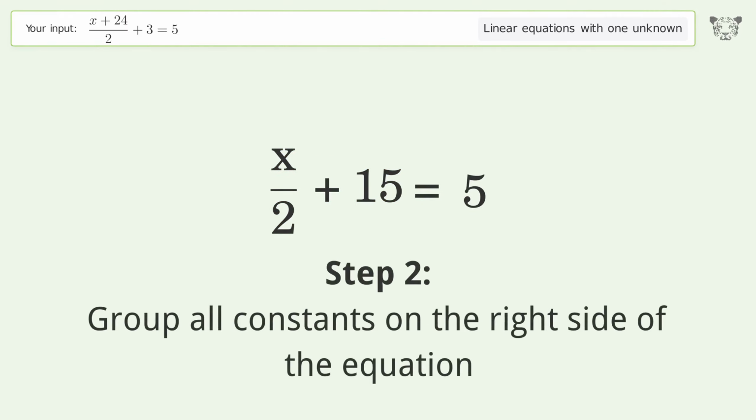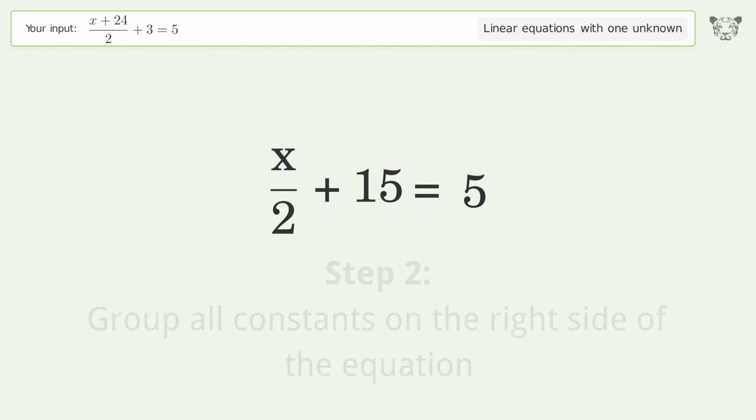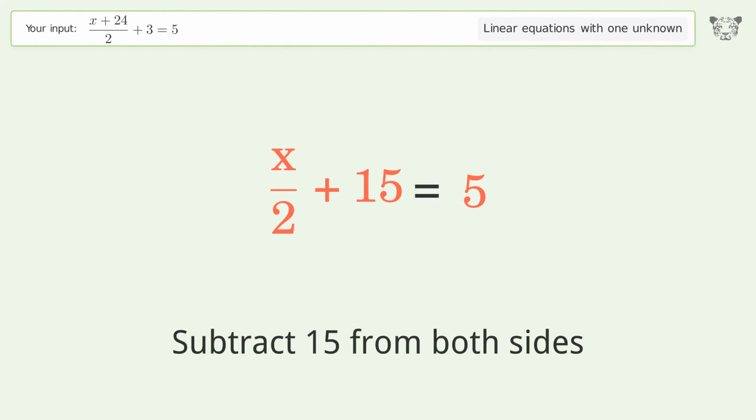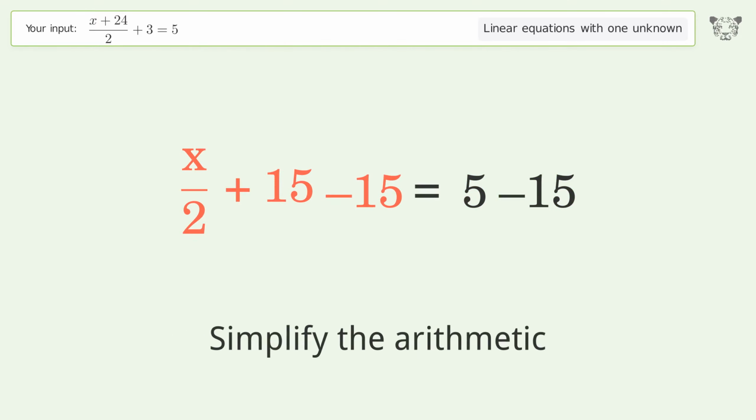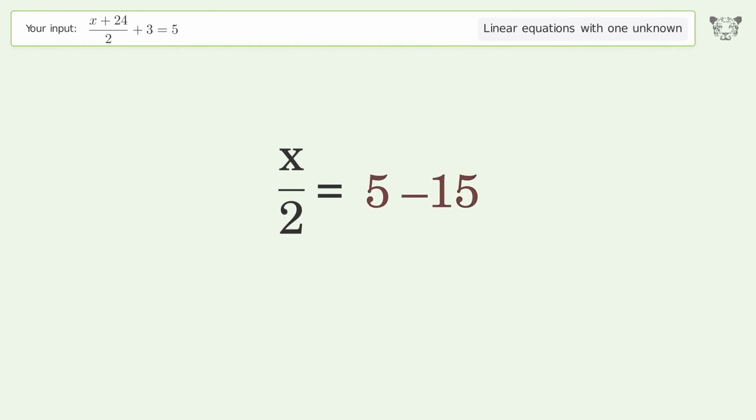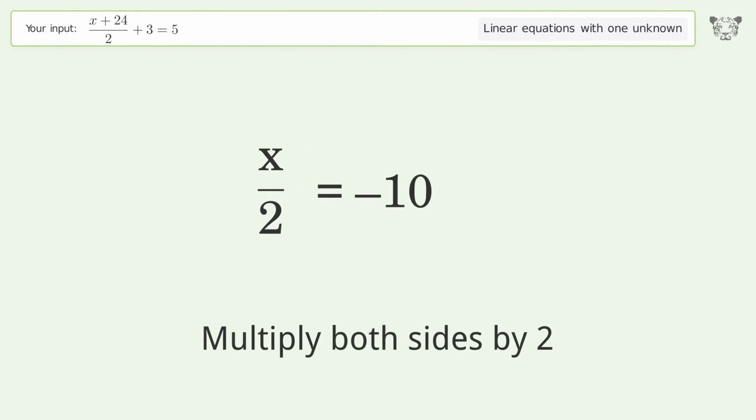Group all constants on the right side of the equation. Subtract 15 from both sides. Simplify the arithmetic. Isolate the x. Multiply both sides by 2.